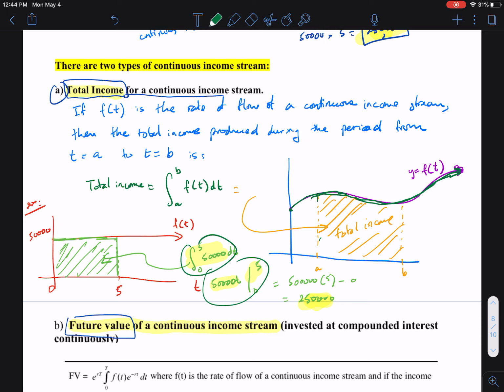We learn how to calculate the antiderivative of a certain continuous function. Well, there's more than just a few continuous functions we discussed in this class. So far, we only looked at the power rule, the e to the x, and the natural log, but there's a lot more. However, in this class, we don't have to worry about the complicated functions. So that's the first type of continuous income stream. When the rate of flow of a continuous income stream is described by f of t, and we want to calculate the total income earned from A to B, then we just set up the definite integral, right?